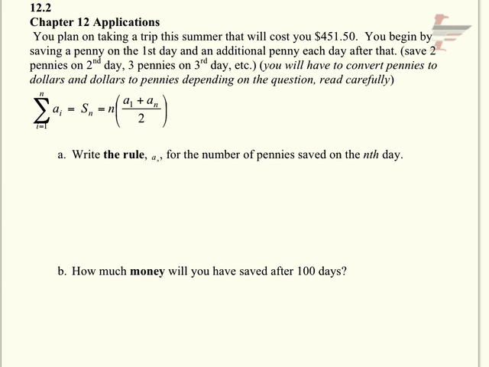Now I've probably given it away with my summation formula here that it is an arithmetic sum. However, this would be, on a quiz or test, your decision to make. So if you look at the pattern, if I just write out the sequence, you're saving a penny, then 2 pennies, then 3 pennies, then 4 pennies. It's pretty clear that it's increasing by 1 penny each day, which makes it arithmetic since it's increasing by the same amount. But again, that's your decision to make.